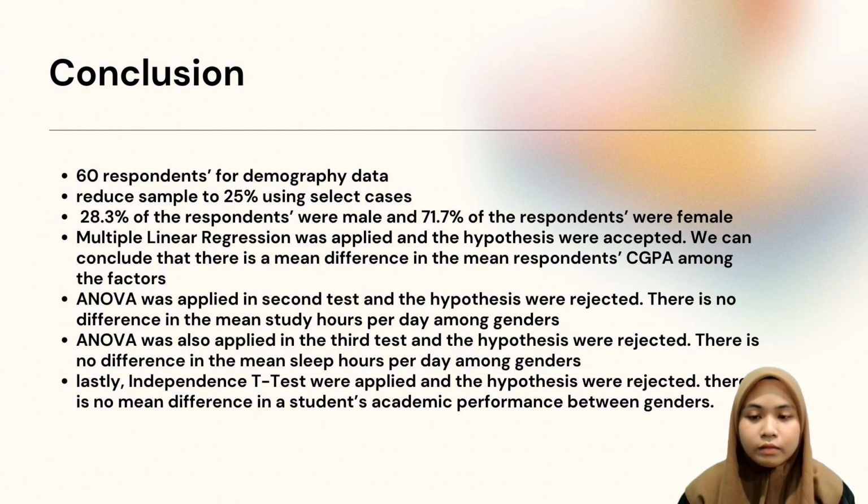Multiple linear regression was applied and the hypothesis was accepted. We can conclude that there is a mean difference in the mean respondents' CGPA among the factors. ANOVA was applied in the second test and the hypothesis was rejected. There is no significance in the mean study hours per day among genders.